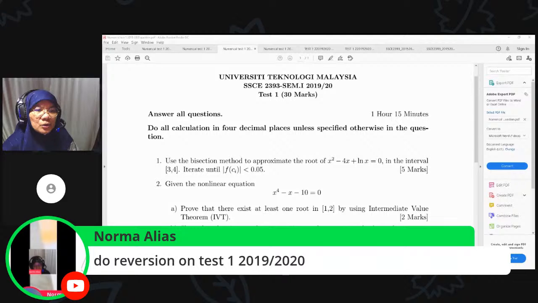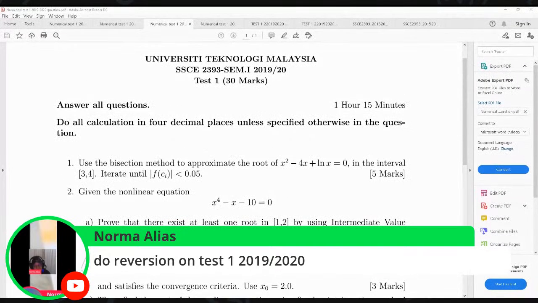Okay. The question here is use bisection method to find the root for x squared minus 4x plus ln x equal to 0. The interval is between 3 and 4, and then the initial condition is they need to fulfill the equation f(x_i) less than 0.05. All right, the marks given is 5. Right, so how we want to solve this question?